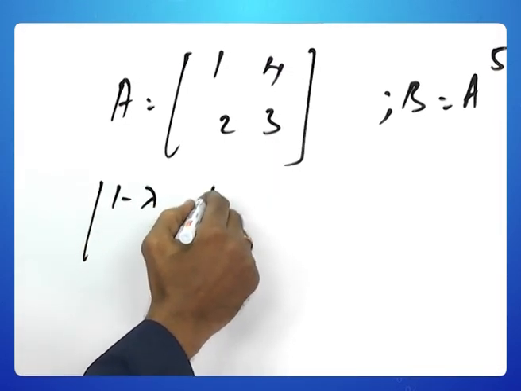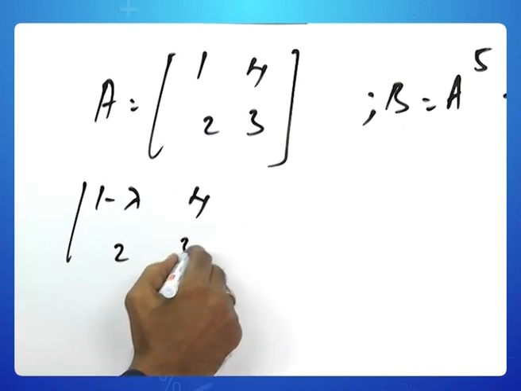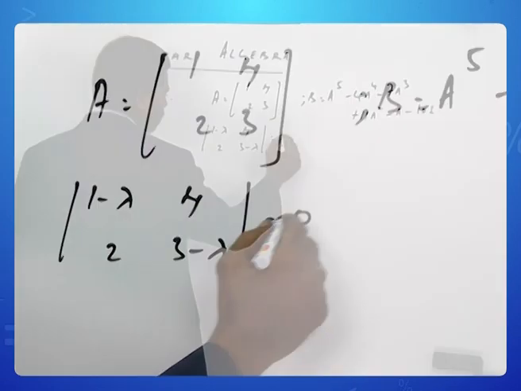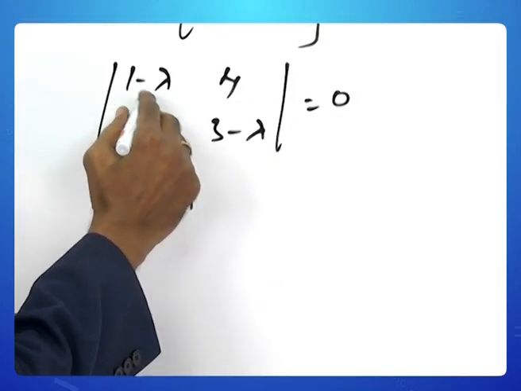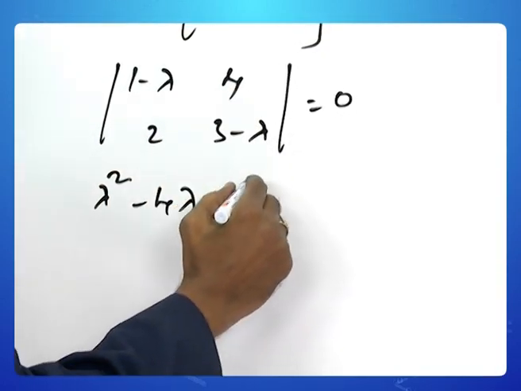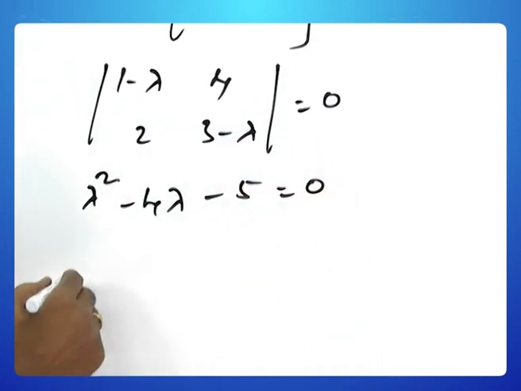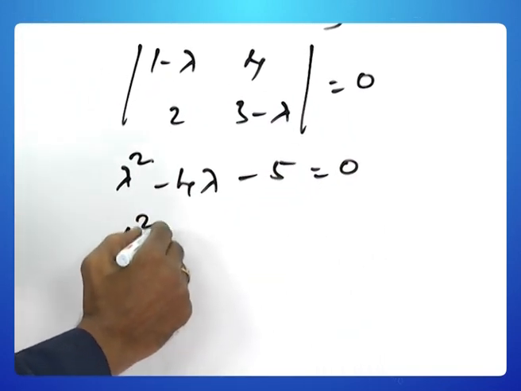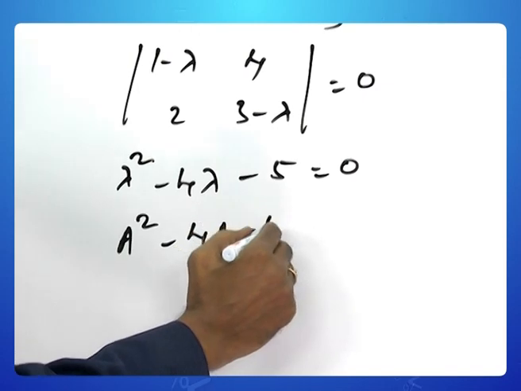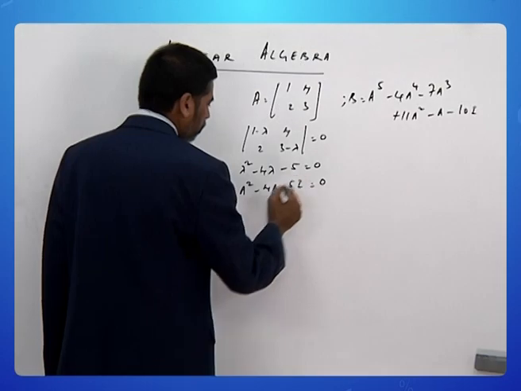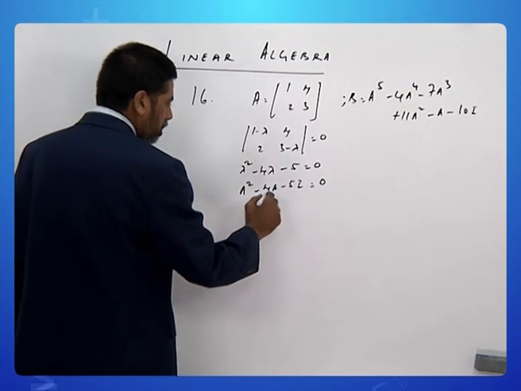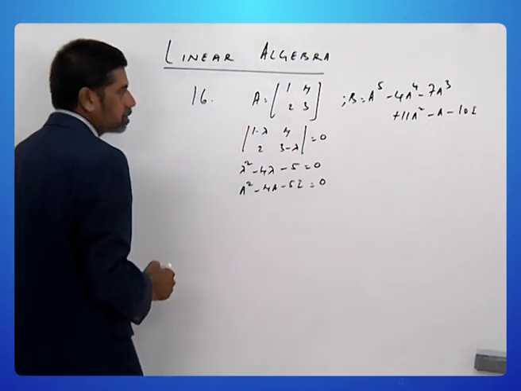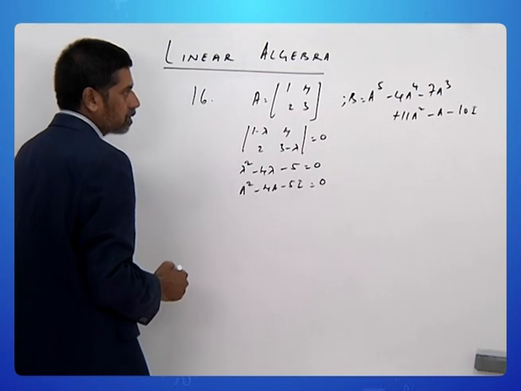Determinant of 1 minus lambda, 4, 2, 3 minus lambda is equal to 0. So, lambda square minus 4 lambda plus 3 minus 8, which is minus 5, is equal to 0. Using the Cayley-Hamilton theorem, A square minus 4A minus 5I is equal to 0. So, we can use this to simplify that particular equation.